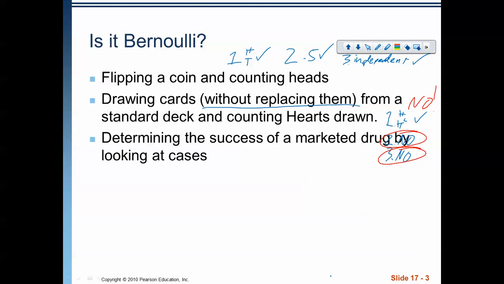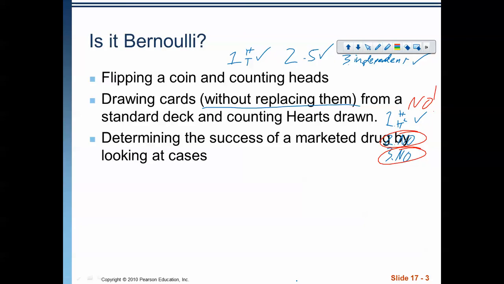Third, is it independent? Well, we have to make an assumption here that somebody's doing an appropriate trial. So this one could theoretically, if done correctly, be a yes. If not done correctly, it could be a no. So if you said yes or no to this one, you can actually make an argument either way.